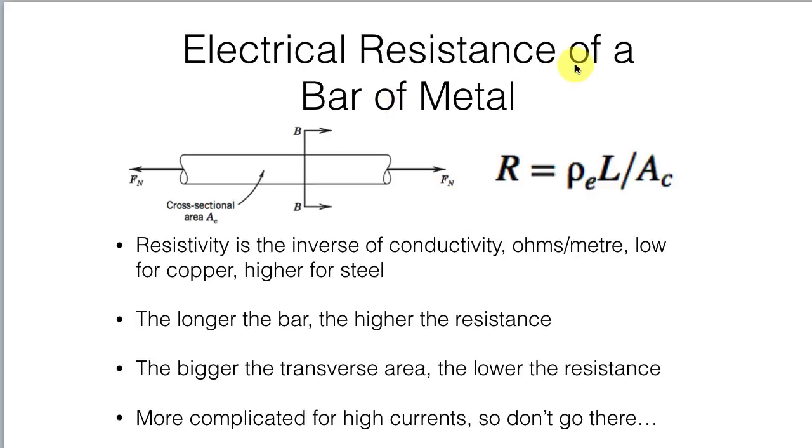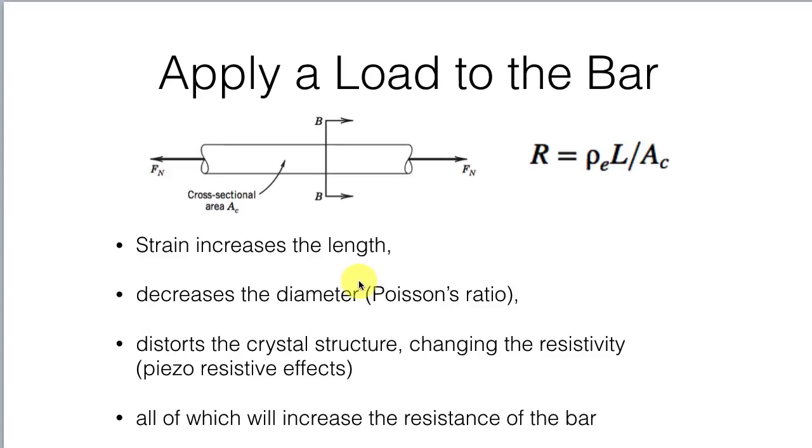We saw before that the electrical resistance of a bar of metal goes up depending on how you stretch it. If it gets longer, it goes up. If you make the transverse area smaller, the resistance goes up. And if you change the state of the bar so that its resistivity changes, that will also cause the resistance to go up. So when we apply a load to that bar, the strain increases the length and decreases the diameter and distorts the crystal structure. So the resistance goes up.